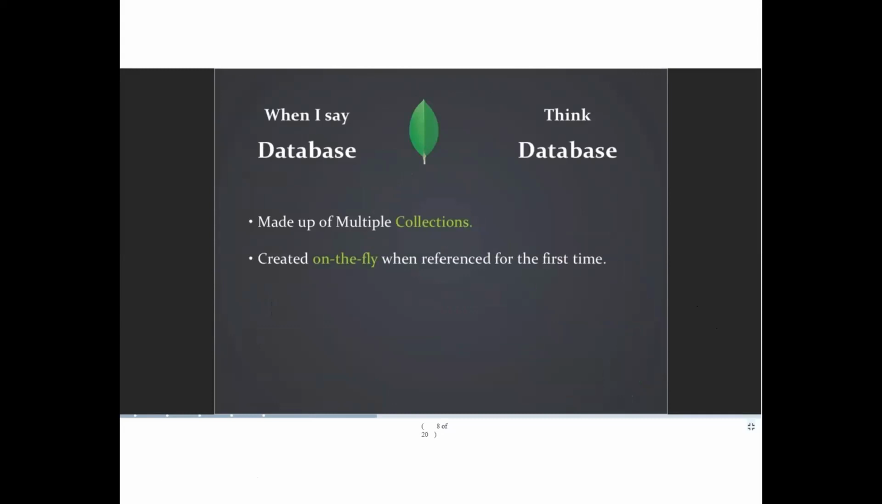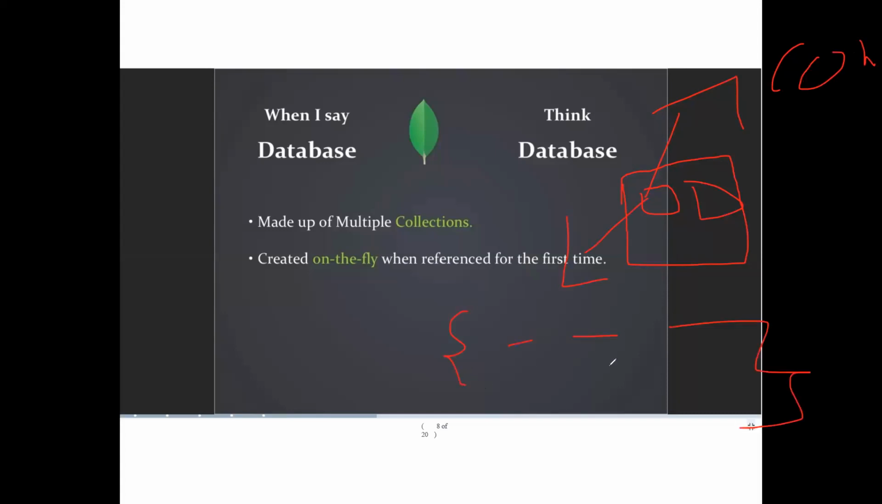Now, when I say database, think: what is a database? It is made up of multiple collections. What are collections? Like a database is a bucket, and inside the bucket you have some folders. They are named collections. Inside the collections, you have the data in a JSON format, an object-oriented format, or in CSV, comma-separated values. JSON stands for JavaScript Object Notation. So other than text format, all the other formats are supported.